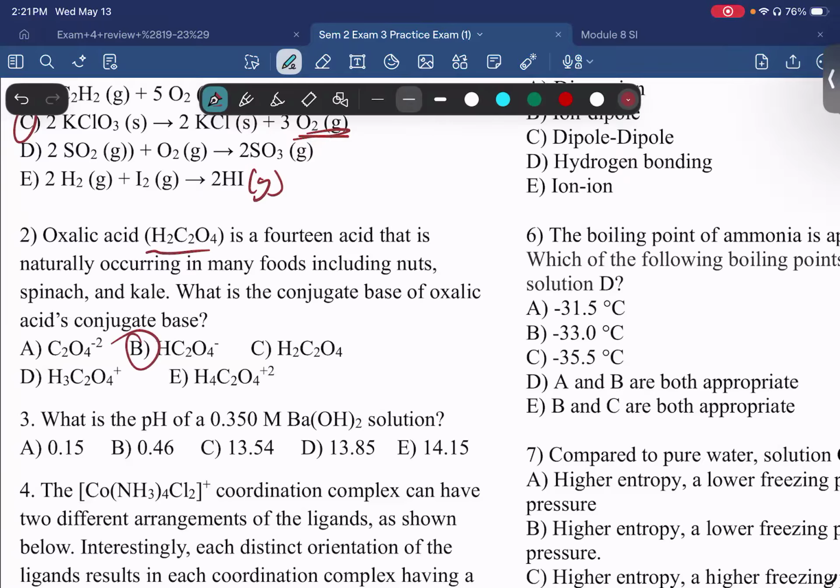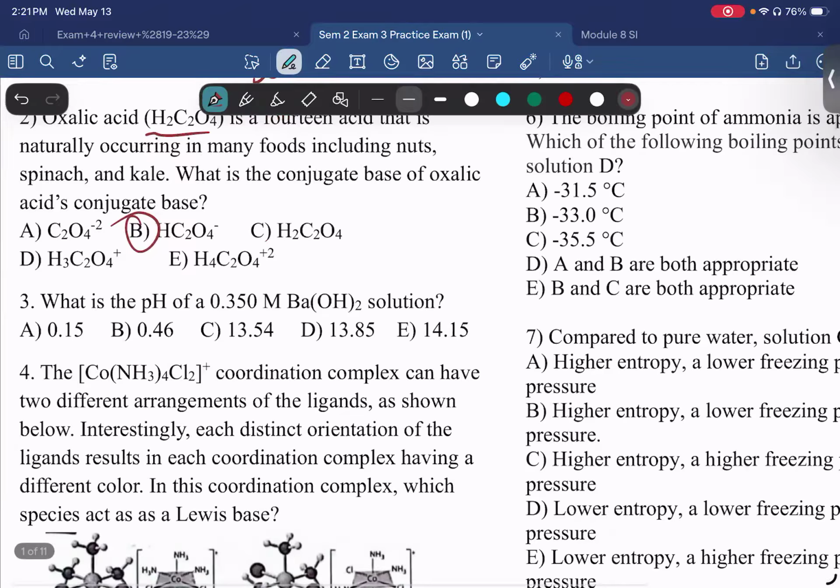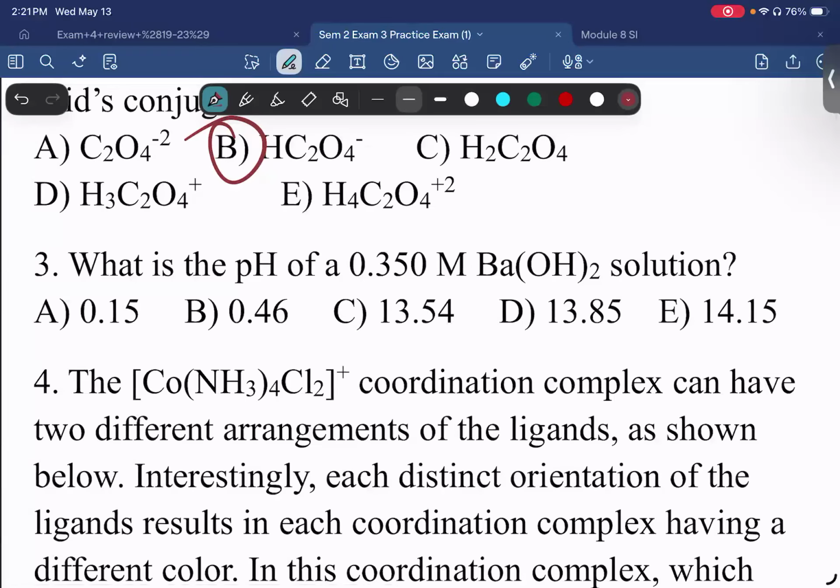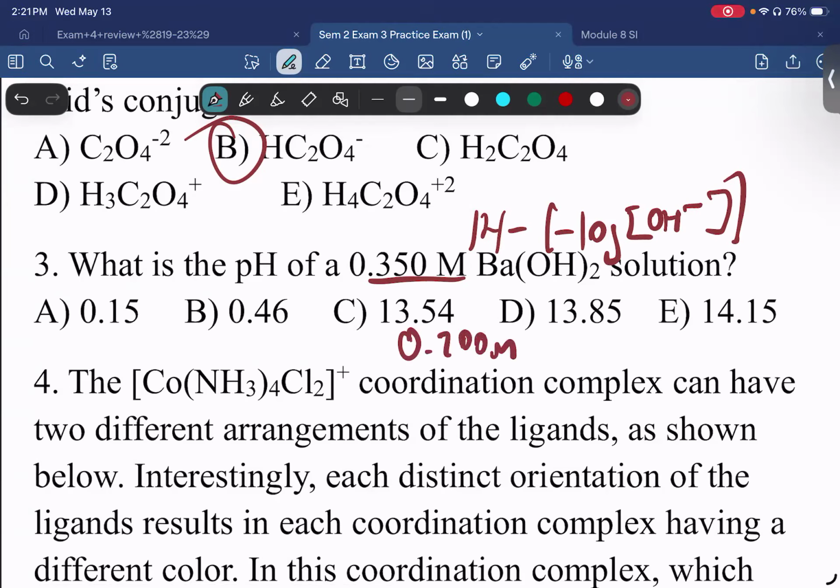Okay. What is the pH of a 0.350 molarity of barium hydroxide? This is a strong base. We know this because it's ionic. In order to figure this out, we would have to do 14 minus the negative log of the concentration of hydroxide. For every 1 mole of barium hydroxide, there's 2 moles of hydroxide. So in order to get the proper concentration, you need to multiply this by 2. So that would be 0.700 molarity.